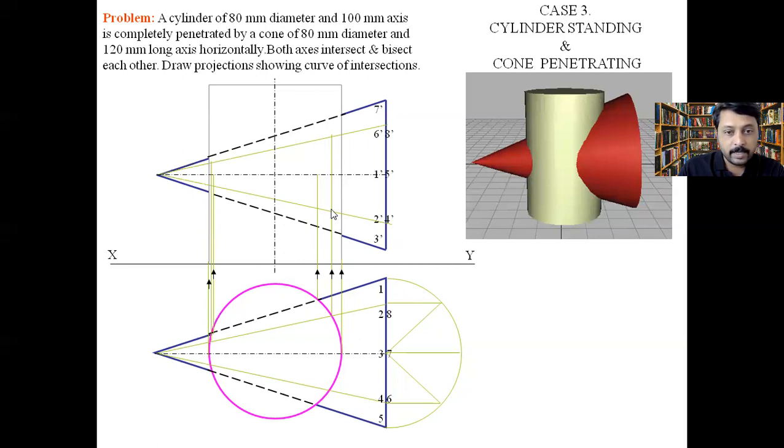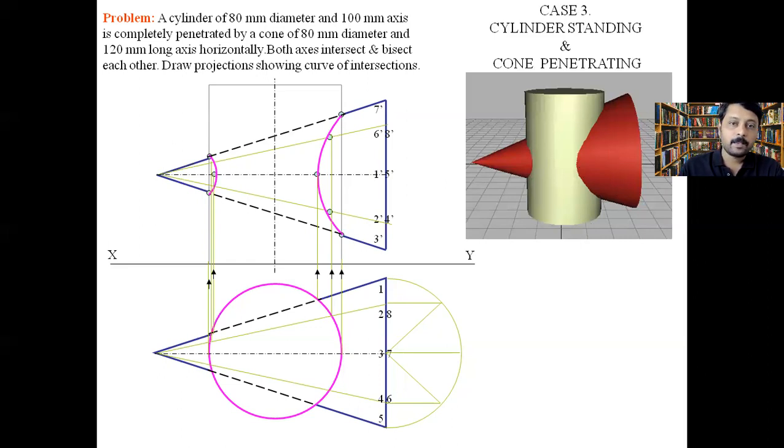Similarly 2 will be here, 2 and 8, because they are both on the same line. Similarly 3 and 7, it goes 3 7. Okay, this is how we have to put the points 1 2 3 4 5, 1 2 3, and complete this view as a curve. This is the curve of intersection when the cylinder is standing and the cone is penetrating.